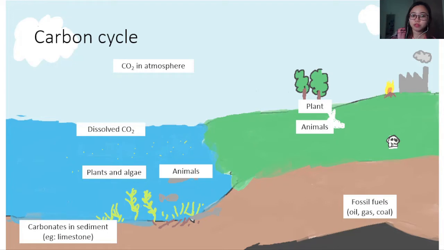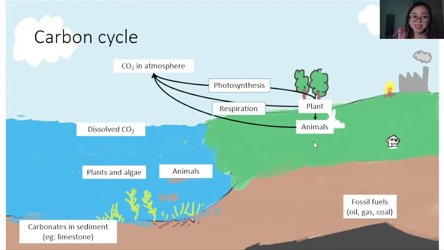Let's get started with the very first process. So first things first, photosynthesis. Carbon dioxide in the atmosphere can be absorbed by plants through photosynthesis. And after that, it will be stored as carbohydrates in the plants. When animals consume the plants, they will absorb that carbon from the plant and make it part of the organism. Plants and animals can release that carbon back into the atmosphere through respiration.